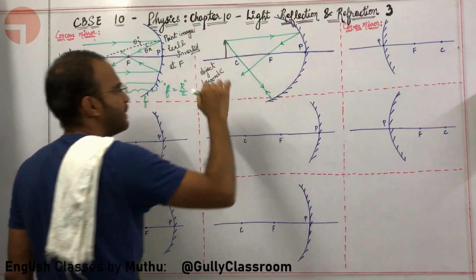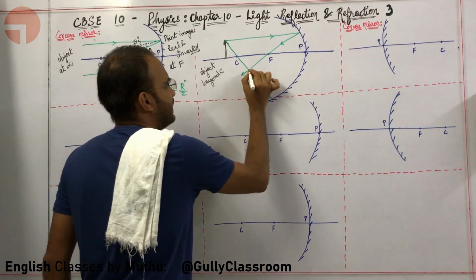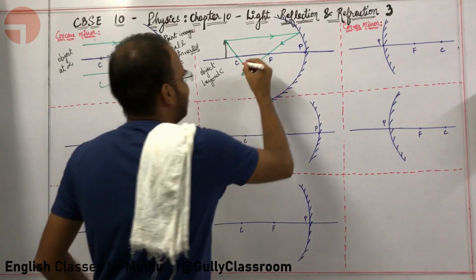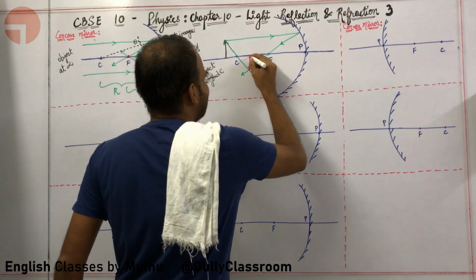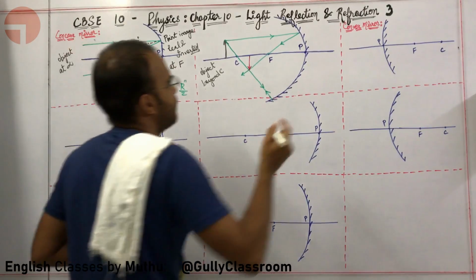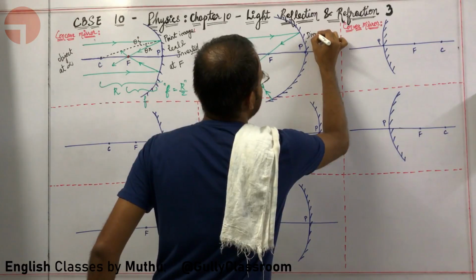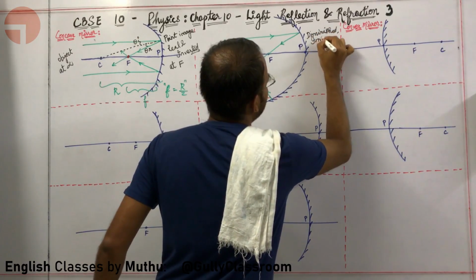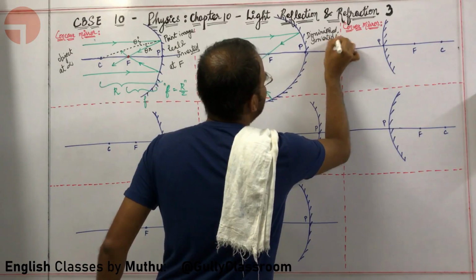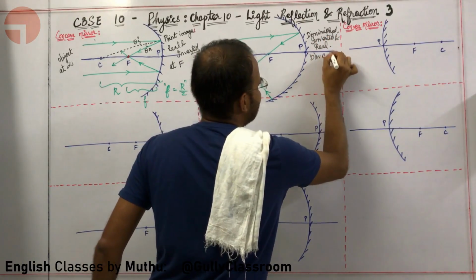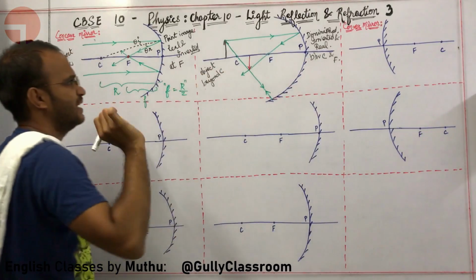Sir, what is happening here? The two light rays are meeting right in the middle of C and F, and I am getting an inverted real image, but it is a diminished image. I am getting a diminished, inverted, and real image between where? C and F, between C and F.